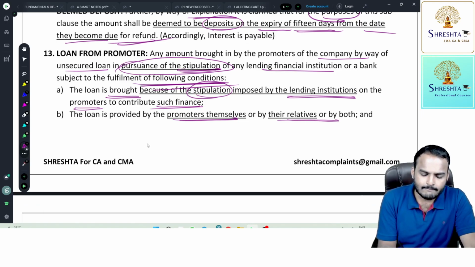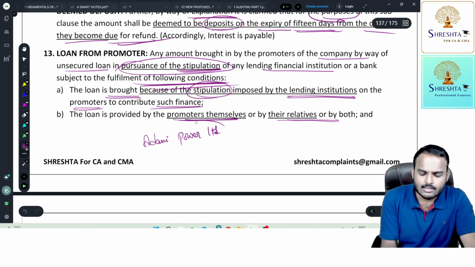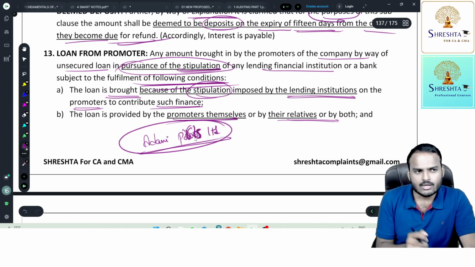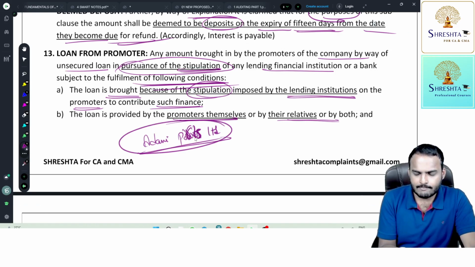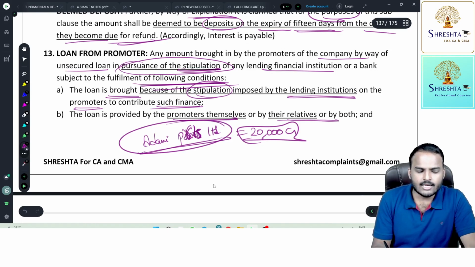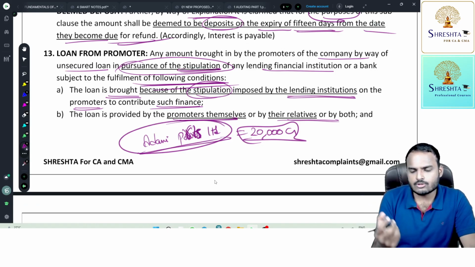Say for suppose, company Adani Power Limited or Adani Ports Limited. Yes, Adani Ports Limited. They want to expand their business. Recently this happened. Their estimation is some 20,000 crores. 20,000 crores they needed for expansion, and they finalized banking channel. They froze the decision. They took a decision of borrowing this money from the bank.